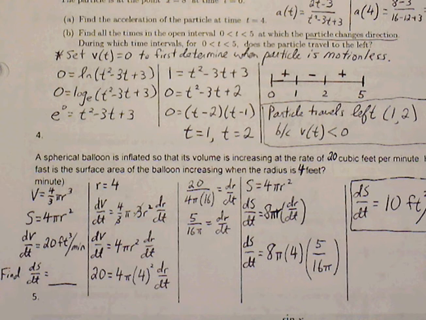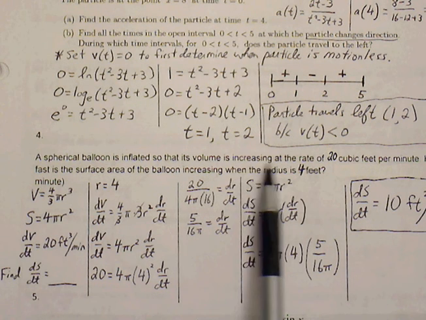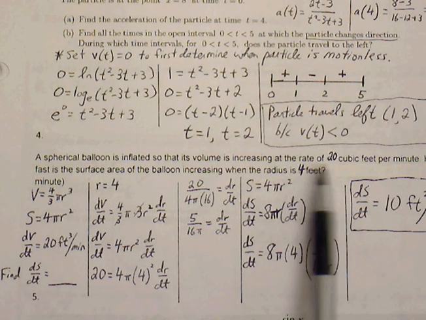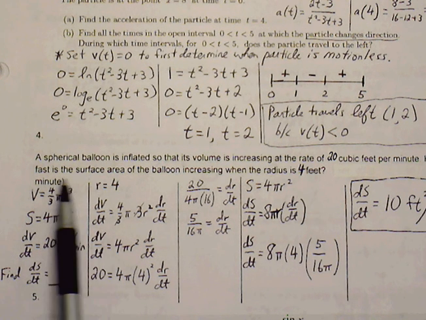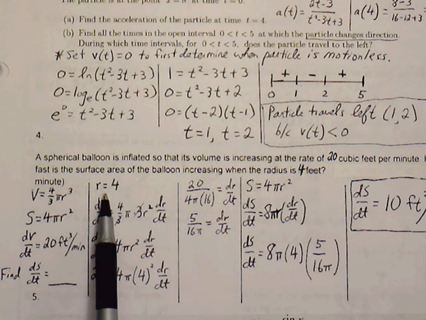Okay. So let's put the information, the formulas that we need: volume formula, surface area formula. Volume is increasing at a rate of 20 cubic feet per minute, so that's dV dt, and it's increasing, so we're going to keep that positive. And we're trying to find dS dt, right? Rate of change of the surface area. So when radius is 4 feet.